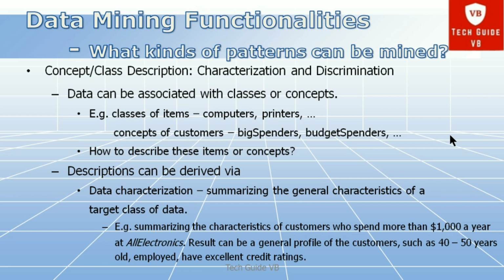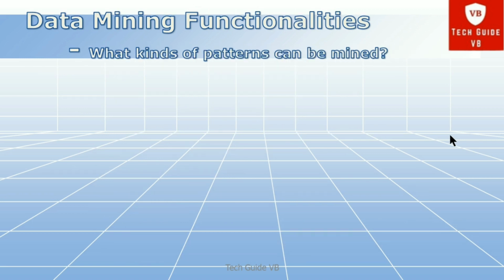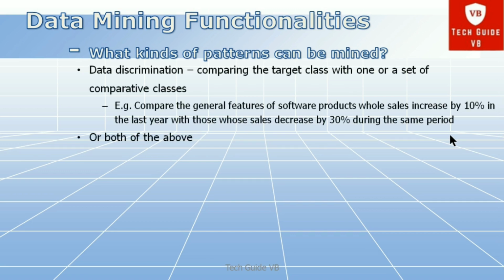So if you want to summarize the characteristics of customers, then we have to find the general profiles of the customers who have excellent credit ratings. So from this example we can find the pattern that the customers who spend more than $1,000 a year at electronic shopping are 40 to 50 years old, employed, and have excellent credit ratings. Then we will see data discrimination.